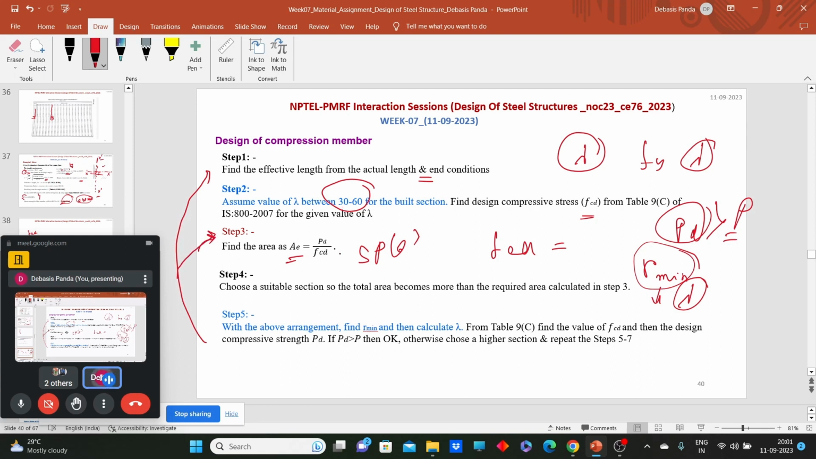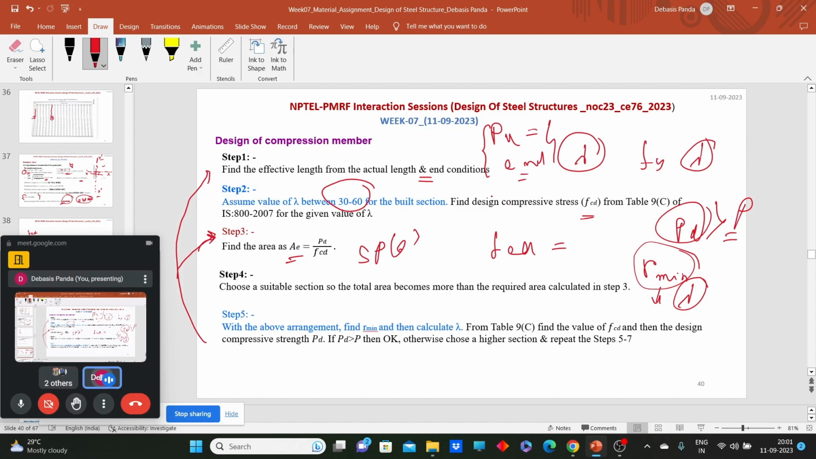So here the steps will be more clear when we design one section, and more specifically we will design a built up section step by step, where you can understand these steps. First, what do you need to understand? When you need to design one compression member, what values will be given? First thing, the P value, the factored load, is given. The end conditions will be given, or maybe the section should be given, but mostly these two things will be given: the factored load which we need to transfer, and the end condition.